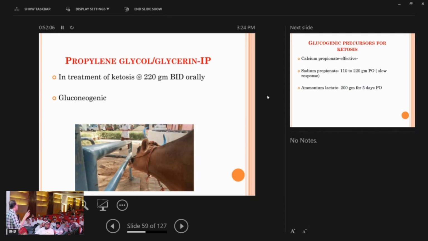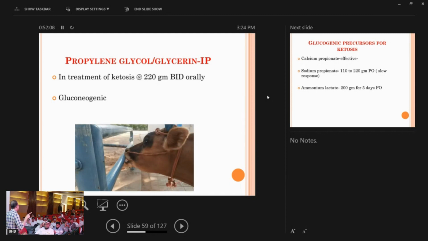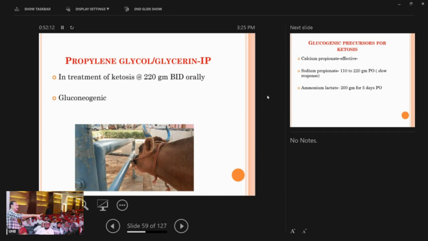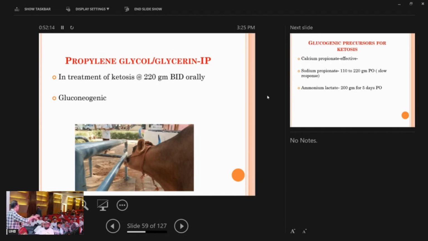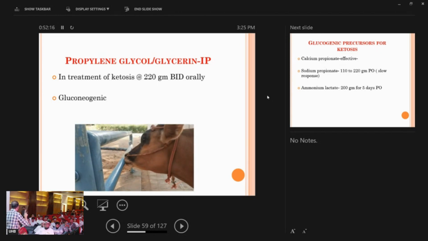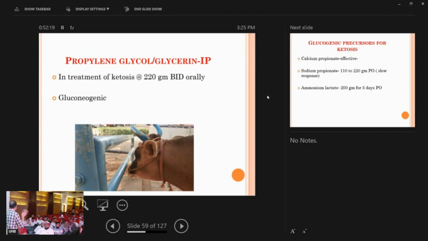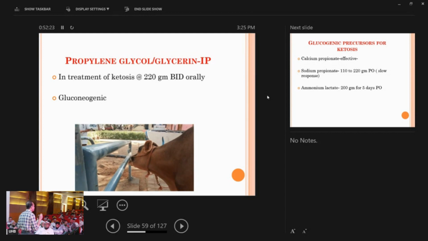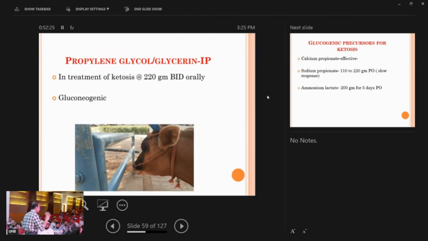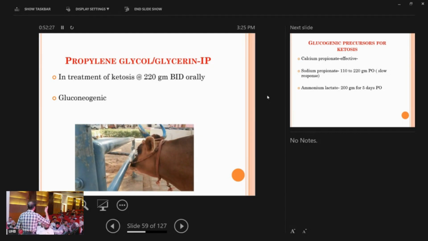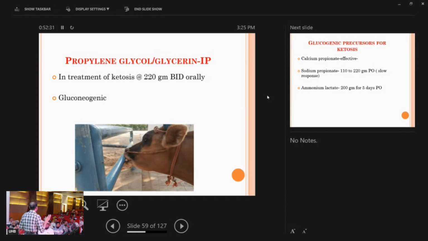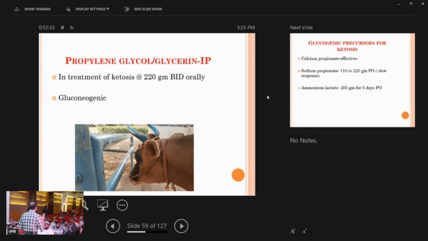So what we have to do here, in the nervous form of ketosis, you are treating the ketosis parenterally first with glucose solutions. As a practitioner, don't go for 1 liter, 2 liters of dextrose solution. There is no need at all. I have seen many of them giving 2 liters of 50% dextrose, not needed. When you give more dextrose, the inhibitors will be there. It will lead to excretion of phosphorus and hypophosphatemia. The recovery will be poor.